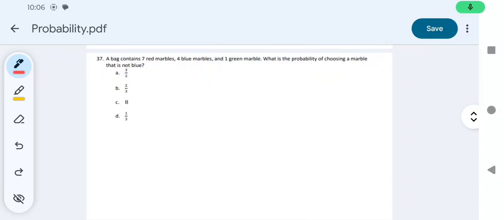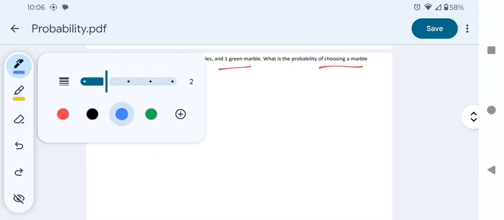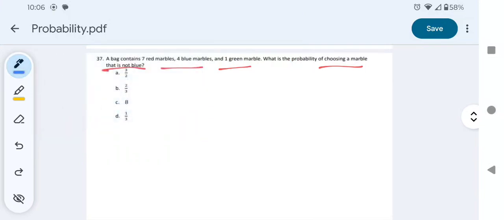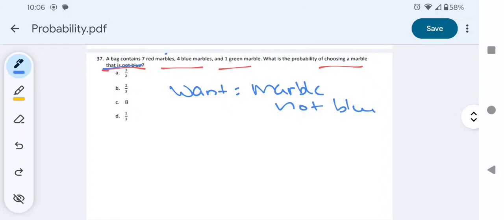Problem says a bag contains 7 red marbles, 4 blue marbles, 1 green marble. What is the probability of choosing one that is not blue? So the wording on this one can be a little bit confusing, but do not let it confuse you. We want the marbles that are not blue. So what do we want? Okay, the marbles that are not blue. Okay, so what marbles are not blue? That would be the red marbles and then the green marbles. How many marbles is that?